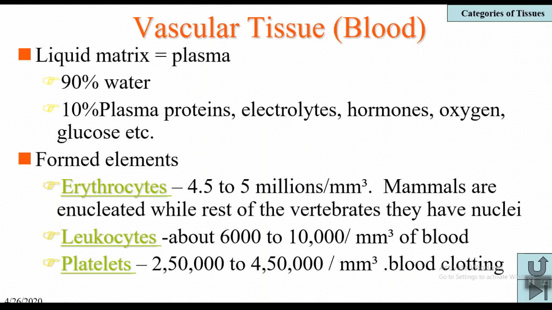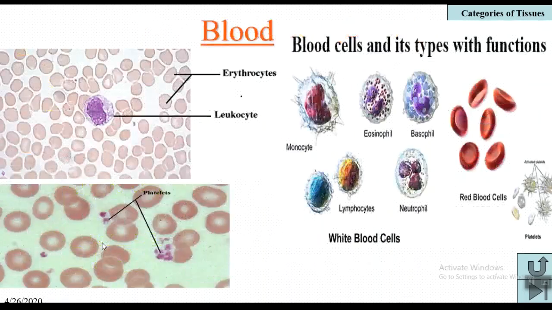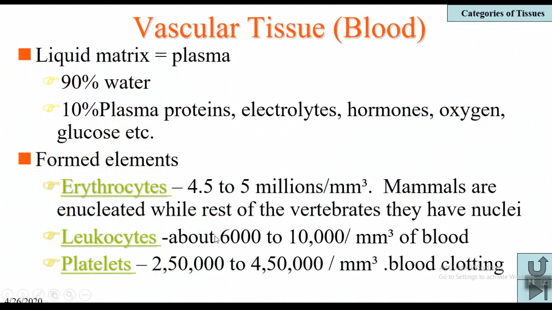Coming to the second one, leukocytes. Leuco means white. Because of their color, they are called leukocytes. They are white blood cells. They are further classified into granulocytes and agranulocytes. The granulocytes are further classified into basophils, eosinophils, and neutrophils, and the agranulocytes are further classified into monocytes and lymphocytes. This is about white blood cells, and the count of these leukocytes is 6,000 to 10,000 in each cubic millimeter of blood.